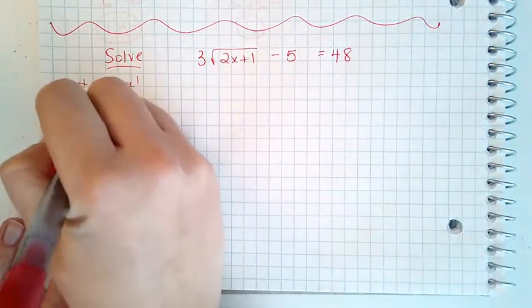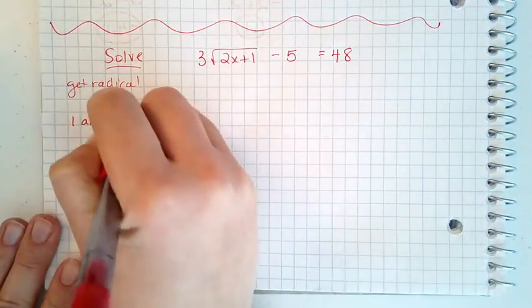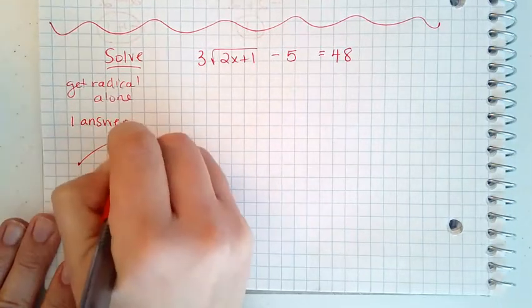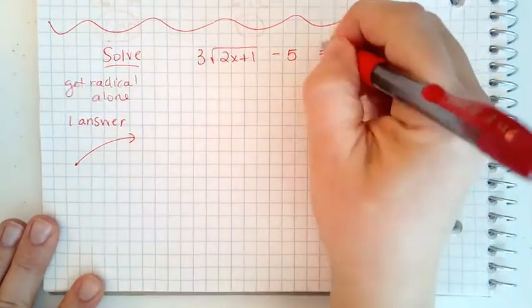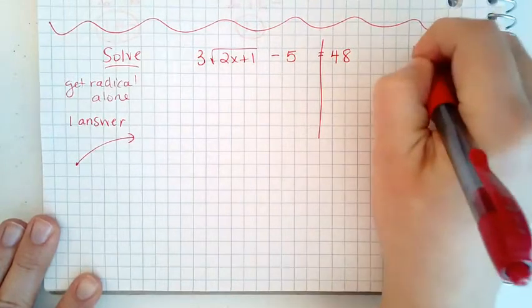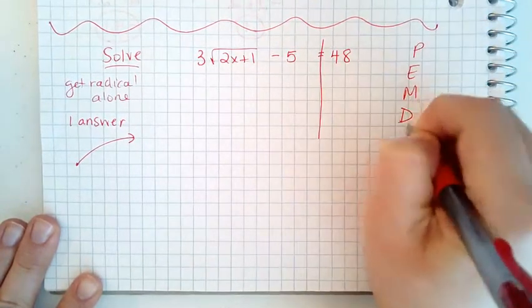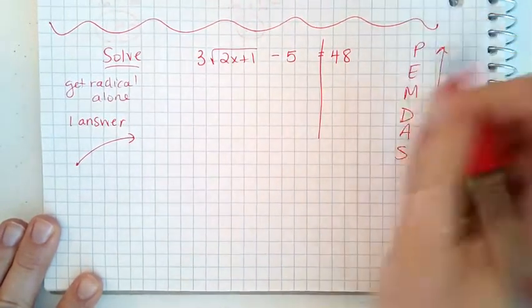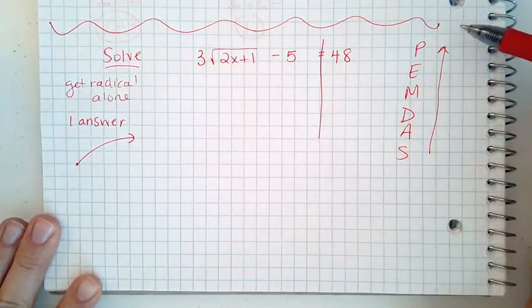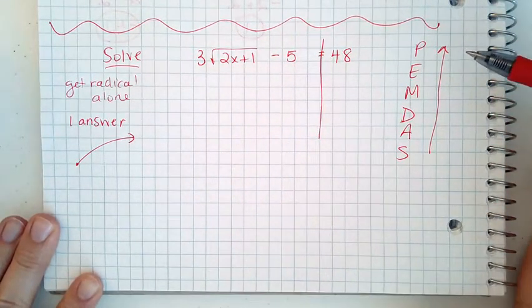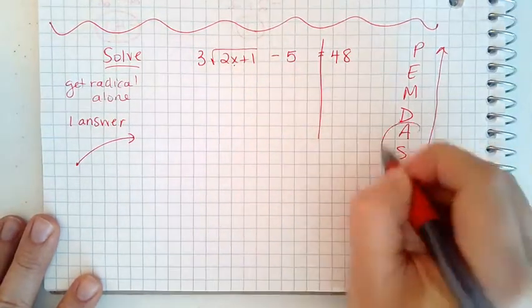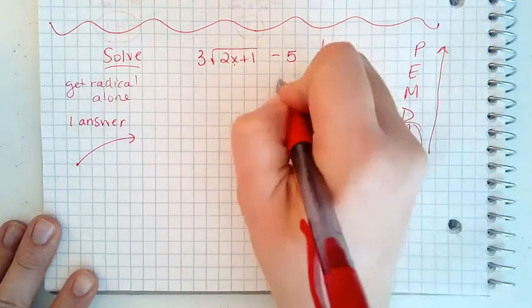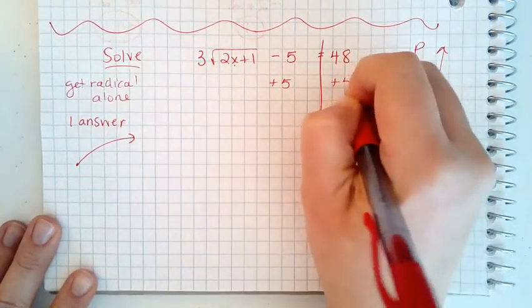Radical equations have one answer. Okay, and the reason for that is the graph looks kind of like that. So if we start by doing PEMDAS backwards, okay, when we're trying to solve something, we always do PEMDAS backwards, or we undo things furthest away from the x. So we're going to get rid of addition and subtraction first by adding 5 to both sides.